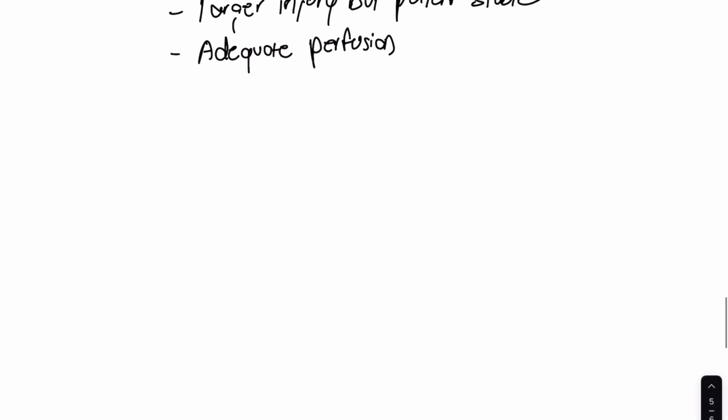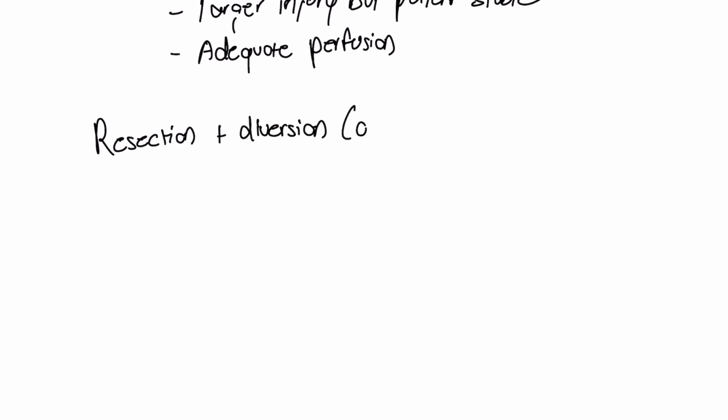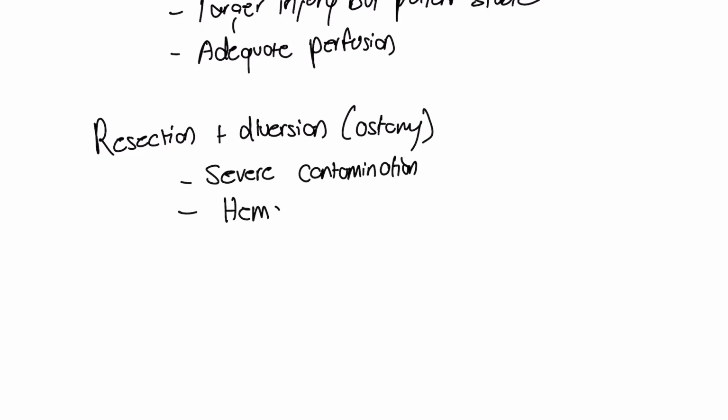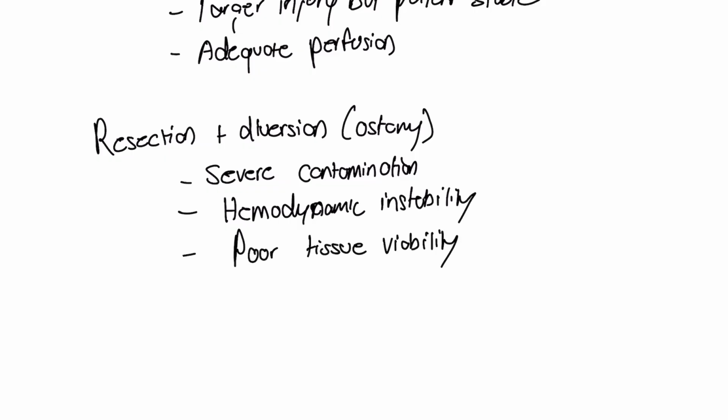When you have hemodynamically unstable patients, you need to consider resection and diversion, which means creating an ostomy. You do this for severe contamination, hemodynamic instability, and if there's just general poor tissue viability. You must be prepared for an ostomy in all cases going into this.